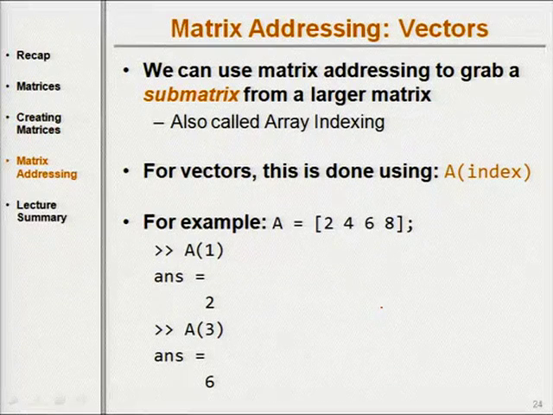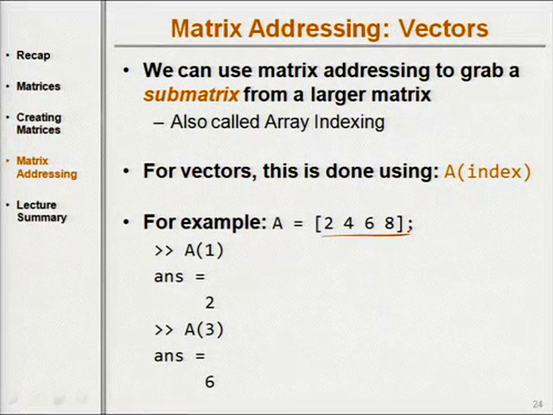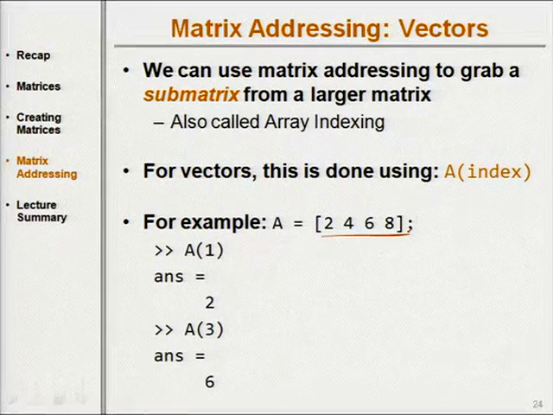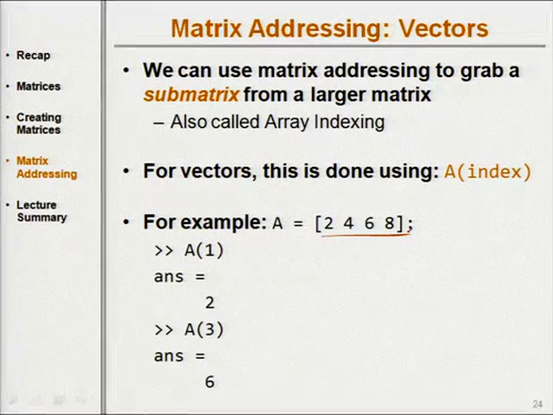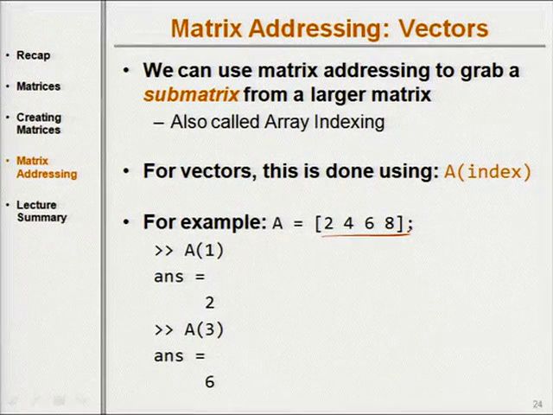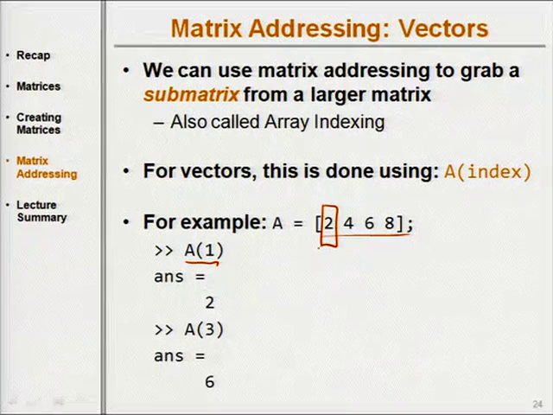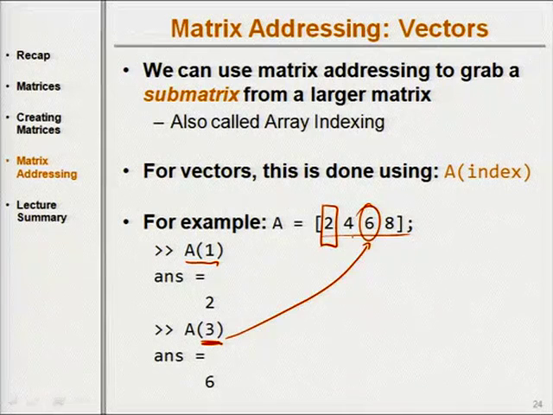So let's say you now have a matrix A. A contains some form of numbers, in this case 2, 4, 6, 8. You can get a submatrix from a larger matrix. What we call that is matrix addressing. Effectively, if you have A equals 2, 4, 6, 8, and you want to extract the first value of that matrix, you use the command A with round brackets. So A(1) will extract the first value of A. A(3) will extract the third value of the vector A.